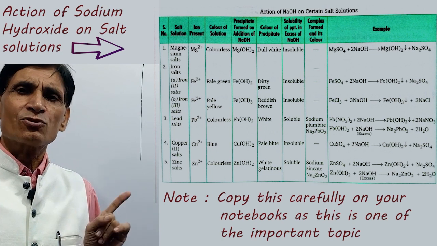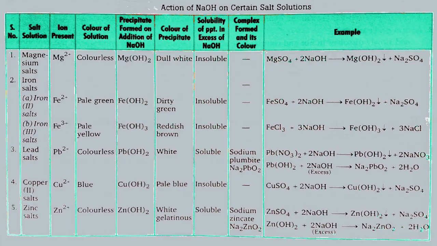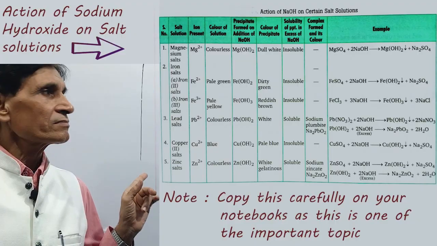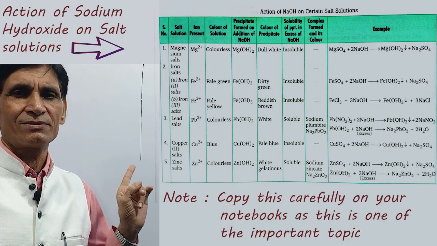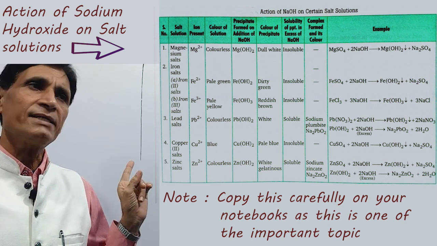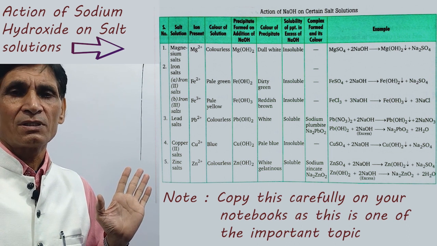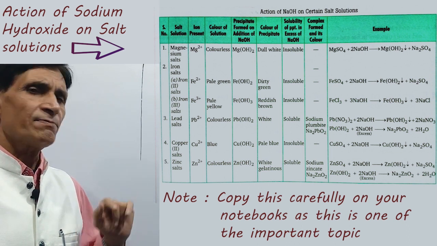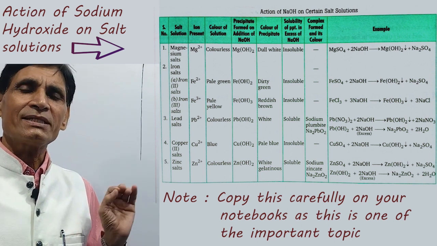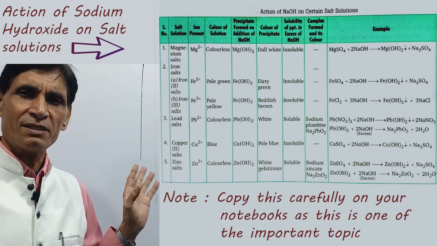Lead salt contains the Pb2 plus ion, and the Pb2 plus ion is colorless, and its salt is white. Remember, if they ask what is the color of the salt, white, and the color of the solution, colorless. I am taking lead nitrate as an example. Lead nitrate is soluble in water, and the color of its solution is colorless.